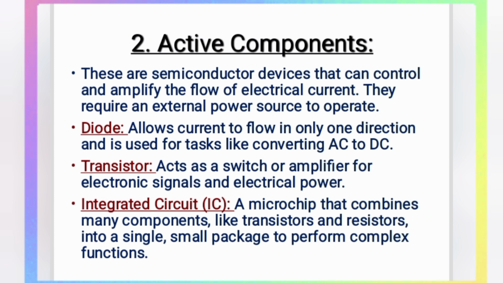Active components are semiconductor devices that can control and amplify the flow of electrical current. Active components require an external power source to operate. Examples of active components are diode. It is a semiconductor device which allows current to flow in only one direction and is used for tasks like converting alternating current to direct current.